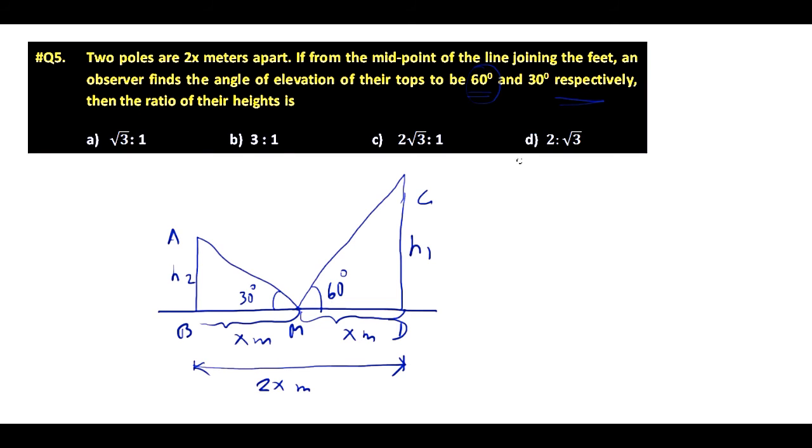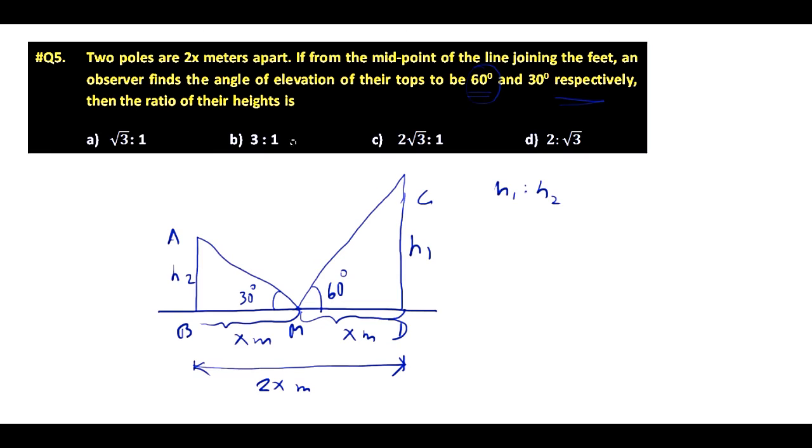That's the very important point to be understood by the word respectively. So when we find the measurement or the ratio of the heights, then also we have to find the ratio of h1 with h2, not h2 with h1. Be very alert about that.